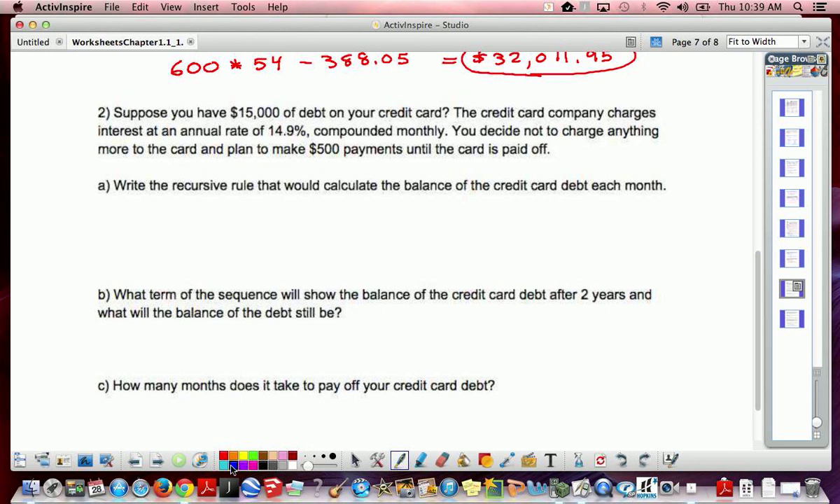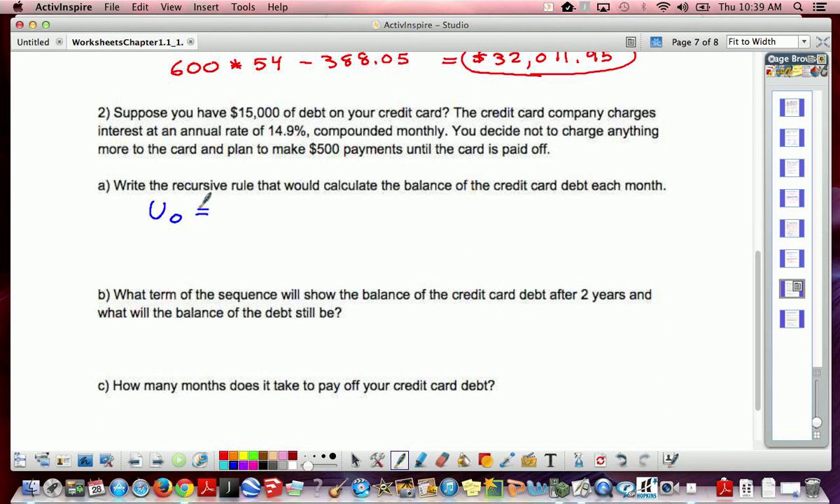All right, number 2. This one I think is a credit card one. Suppose you have $15,000 of debt on your credit card. The credit card company charges you an interest at an annual rate of 14.9% compounded monthly. That's a typical rate. Sometimes they're higher or sometimes lower. You decide not to charge anything more because you got to pay this credit card off, and you plan to make $500 payments on the card until it's paid for.